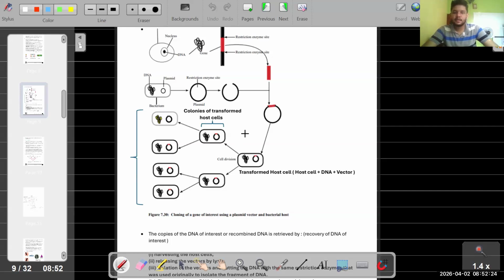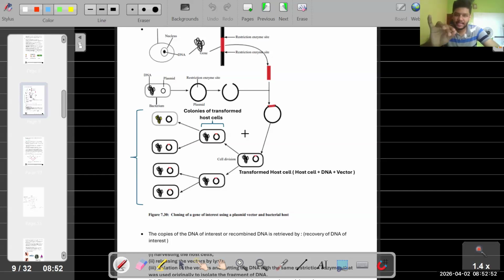But the problem is we can't distinguish. Let me say it in Tamil: we would know to whom we gave that vector, to which host cell we gave it, right? Now, initially I inserted it into the host cell, but only after inserting it I realize that I can't distinguish or see to which cell I inserted. That is a problem, right? All will be looking alike.